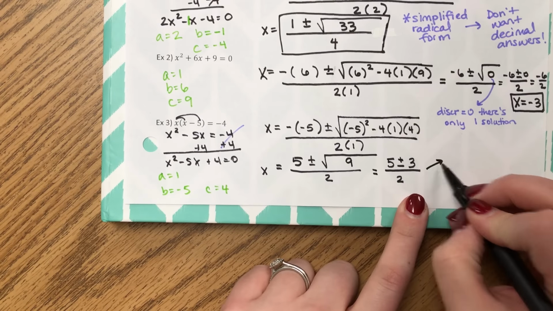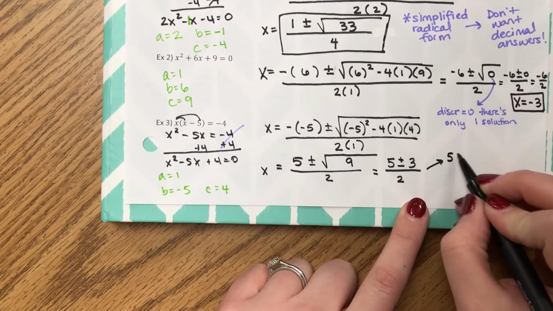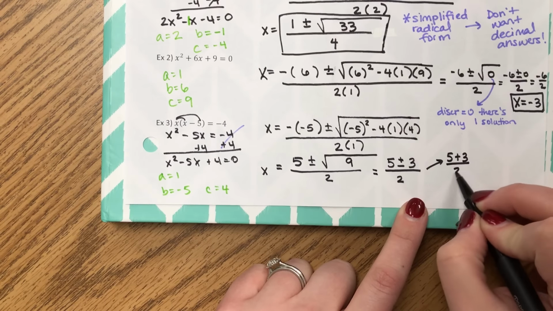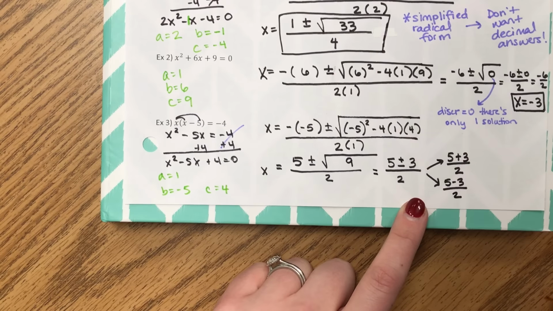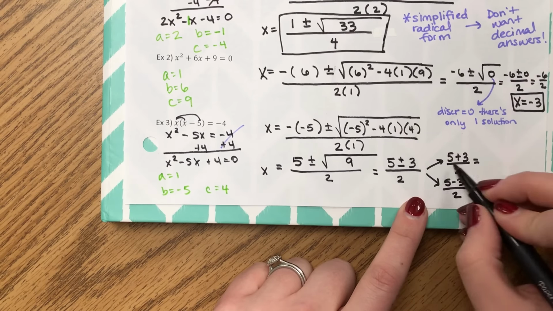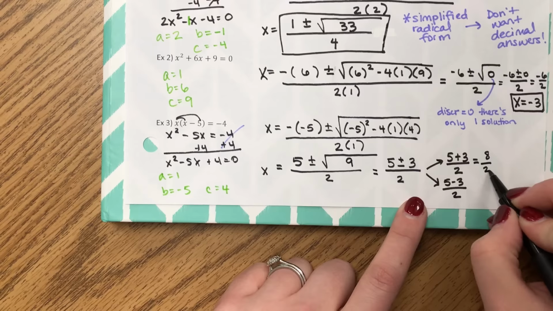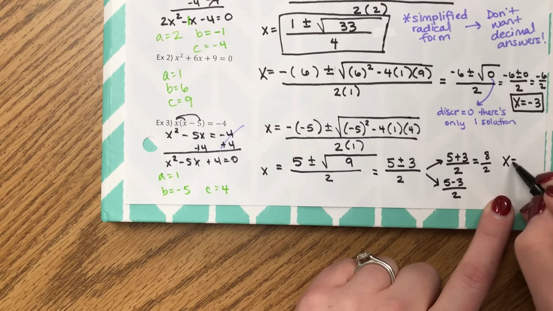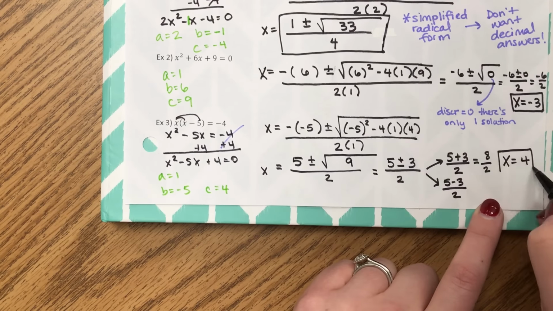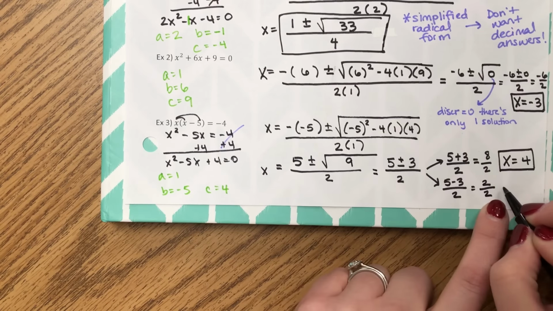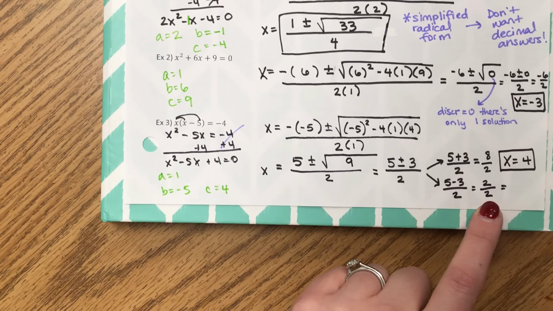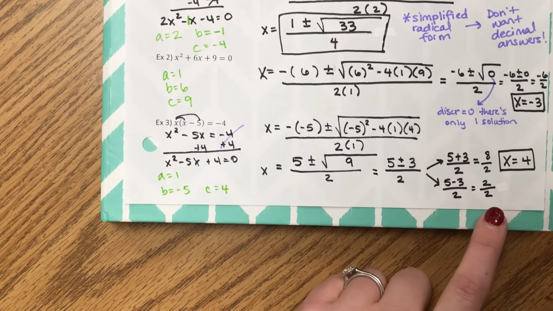So I'm going to now separate the plus minus. One of these answers is when we do 5 plus 3 over 2, and the other answer is when we have 5 minus 3 over 2. Okay, and so if I simplify these out, 5 plus 3 is 8, 8 over 2 is 4. So one of my solutions is that x equals 4. The other one, 5 minus 3 equals 2, 2 over 2 is 1, so the other solution is that x equals 1.